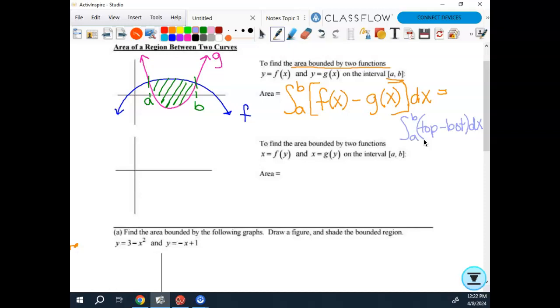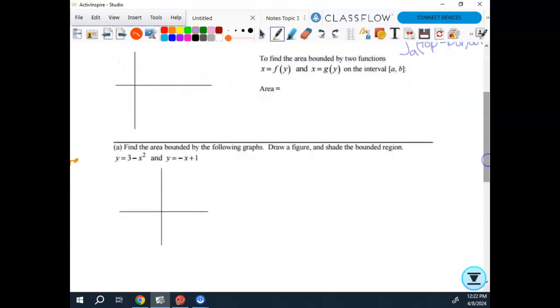Now, what if instead of y equals f of x, we have x equals f of y, like so? Then we could have a graph that looks like this. Okay, we'll make this one f, and we'll make this one g. And instead of A and B being on the x-axis, A and B are on the y-axis.